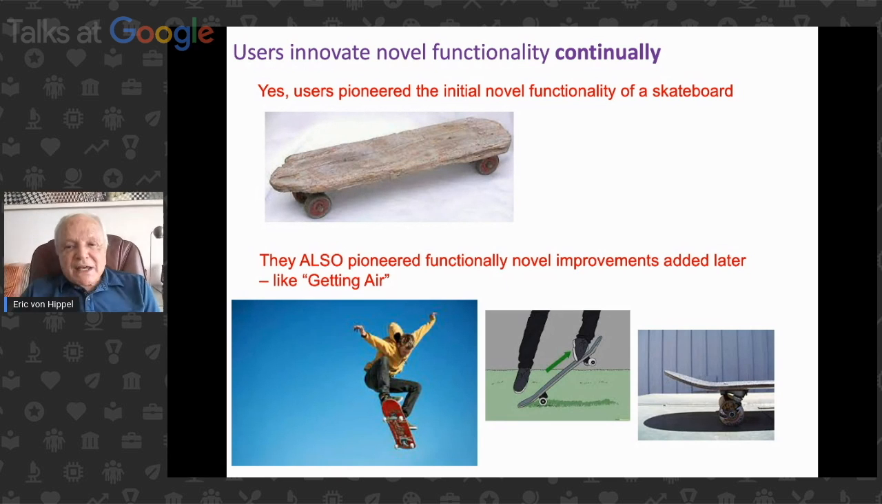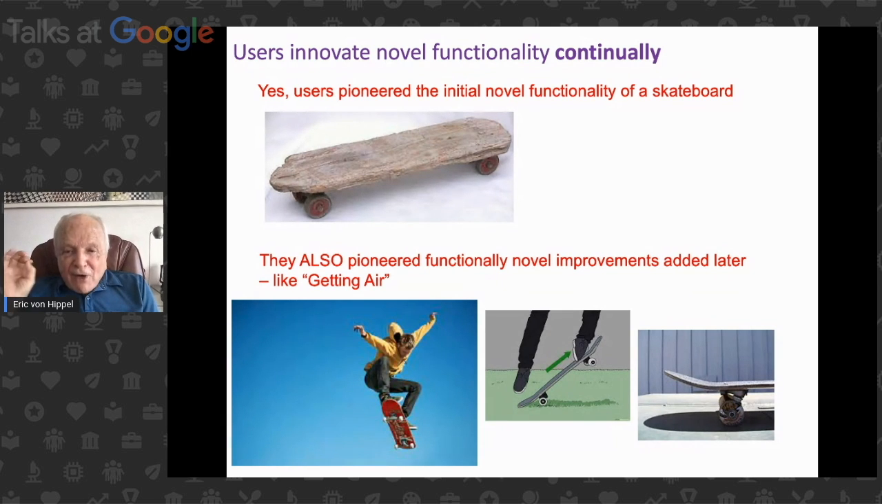However, as the techniques evolved, new functionally novel improvements were added later, like getting air, right? They didn't know they could jump up in the air when they started doing this thing. It took an overhang in the back to do it. You see the middle bottom picture there, you stamp down. And that sort of lifts the whole thing. And then once you know that that's the principle, you say, I need more stamping down room. I'll curve the tips in order to get that different functionality.